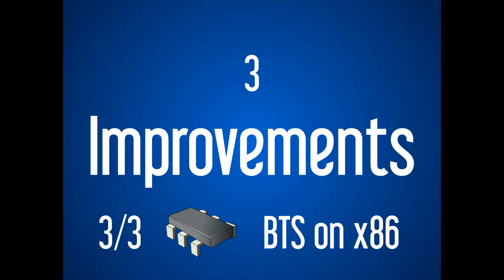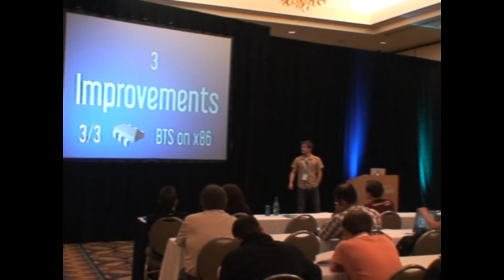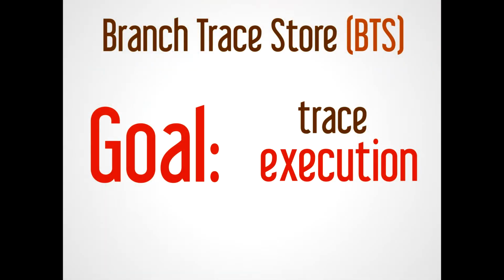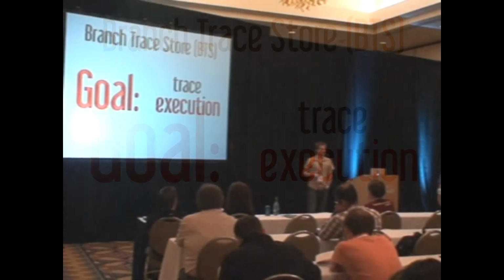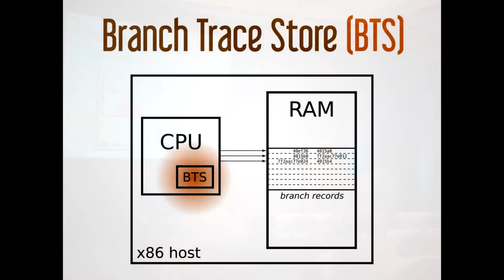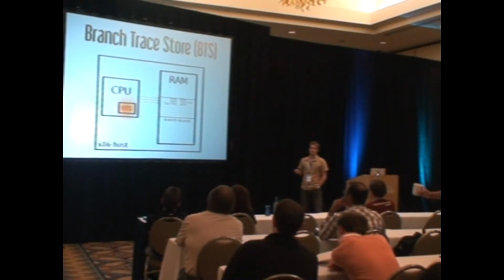Now let's see what we can do with BTS, this time on Intel x86. BTS is the branch trace store module. Its goal is to trace execution like ETM, but it's not like ETM, as we are going to see. How does it work? It is in the CPU, and you can configure BTS to write every branch to an area you define in RAM.